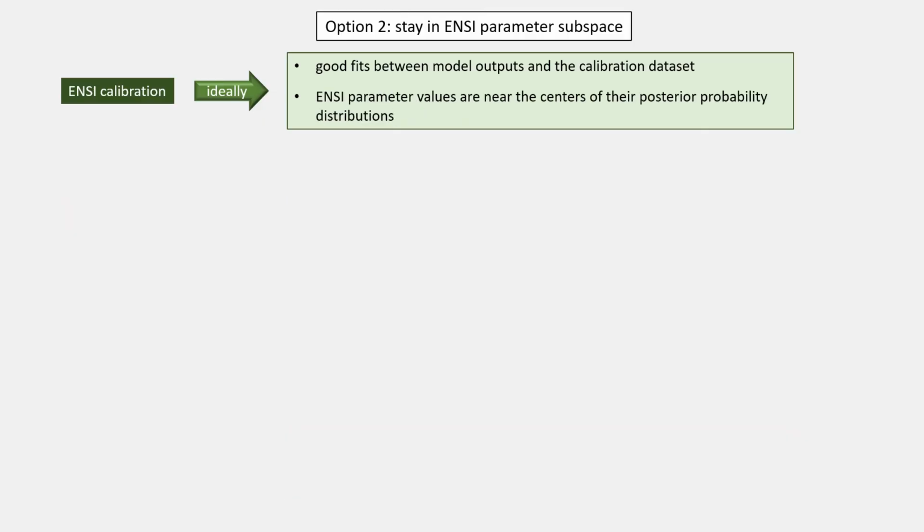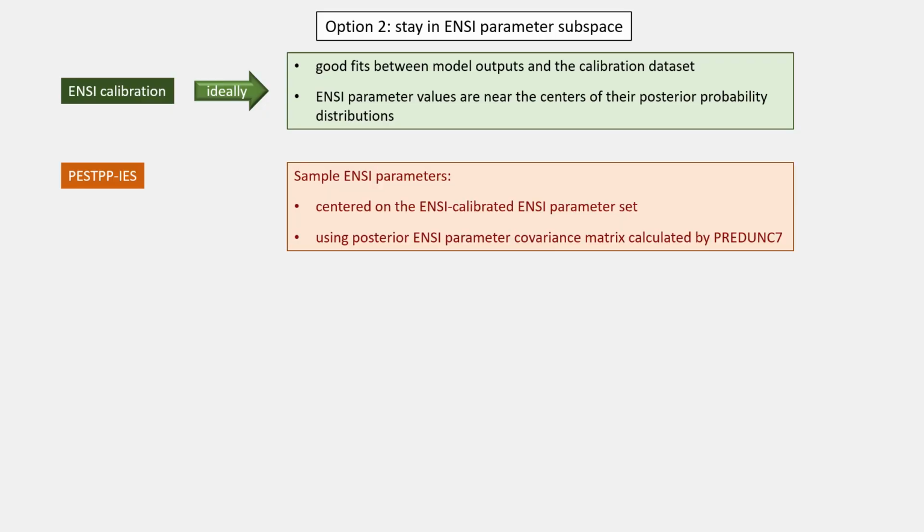With option 2, we stay in ENSI parameter subspace. So once again, what has ENSI given us? It's given us good fits between model outputs and the calibration data set. It's given us ENSI parameter values that are near the centers of their posterior probability distributions. Once again, we use PEST-PP-IES, but we stay in ENSI parameter space, that small dimensional subspace in which ENSI has been working up until now.